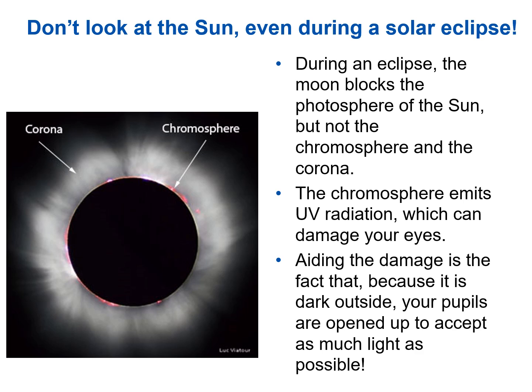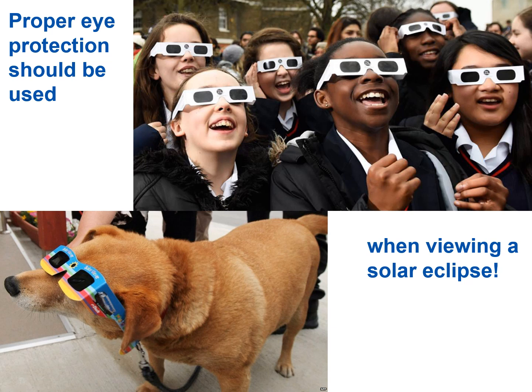During an eclipse, the moon blocks the photosphere of the sun, but not the chromosphere and the corona. So you can see this picture of a solar eclipse. The moon is in front blocking what we call the bright part of the sun. But there's still the chromosphere and the other layer I haven't described yet, the corona. The chromosphere emits ultraviolet radiation, which can damage your eyes. Aiding the damage is the fact that because it's dark outside, your pupils are opened up to accept as much light as possible. So make sure if you're ever in the presence of a solar eclipse, proper eye protection should be used.